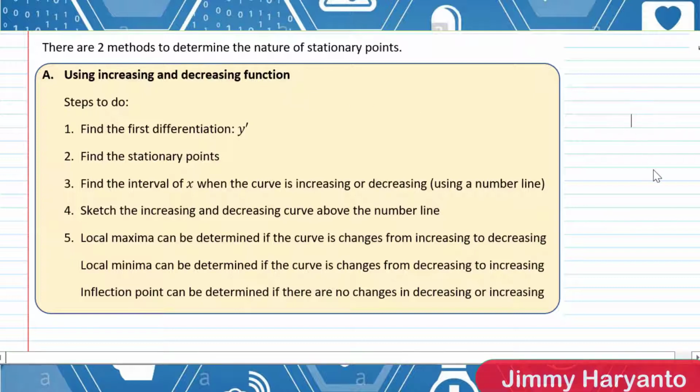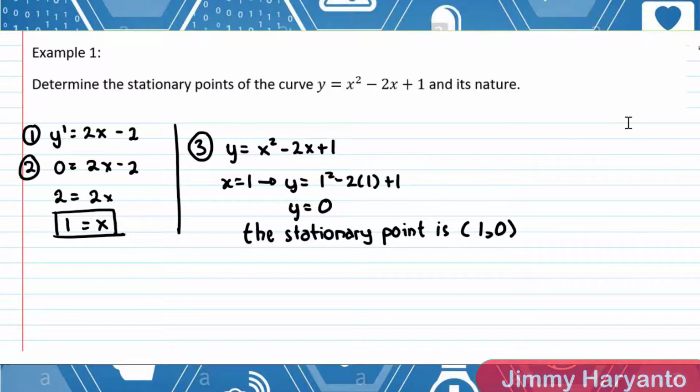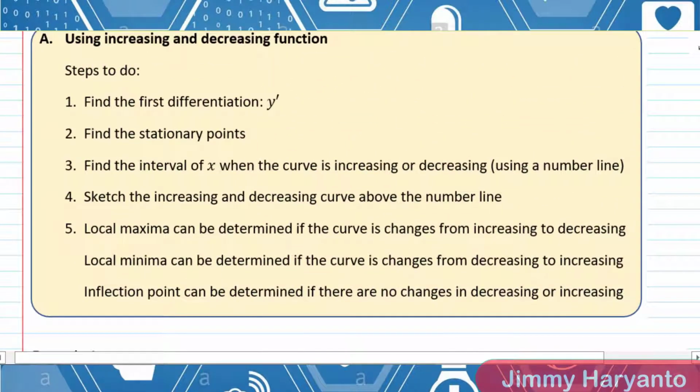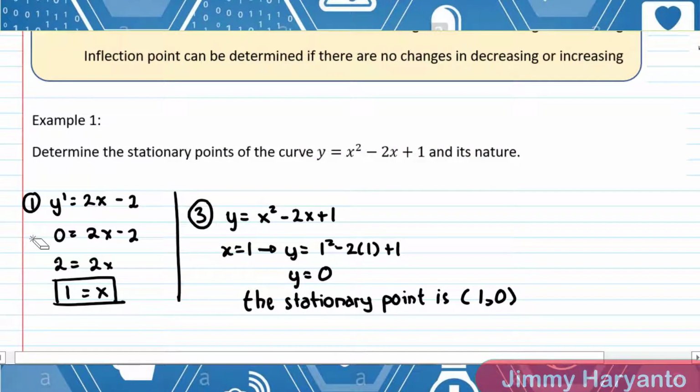Okay, let's take a look at example 1. For example 1, determine the stationary points of the curve y equals x squared minus 2x plus 1 and its nature. Yeah, so we already did this question in the previous example. I will copy the answer. Okay, this is what we already did before. Finding the stationary point is step 2, so this one is considered as step 2. Okay, step 2 is find the stationary points.